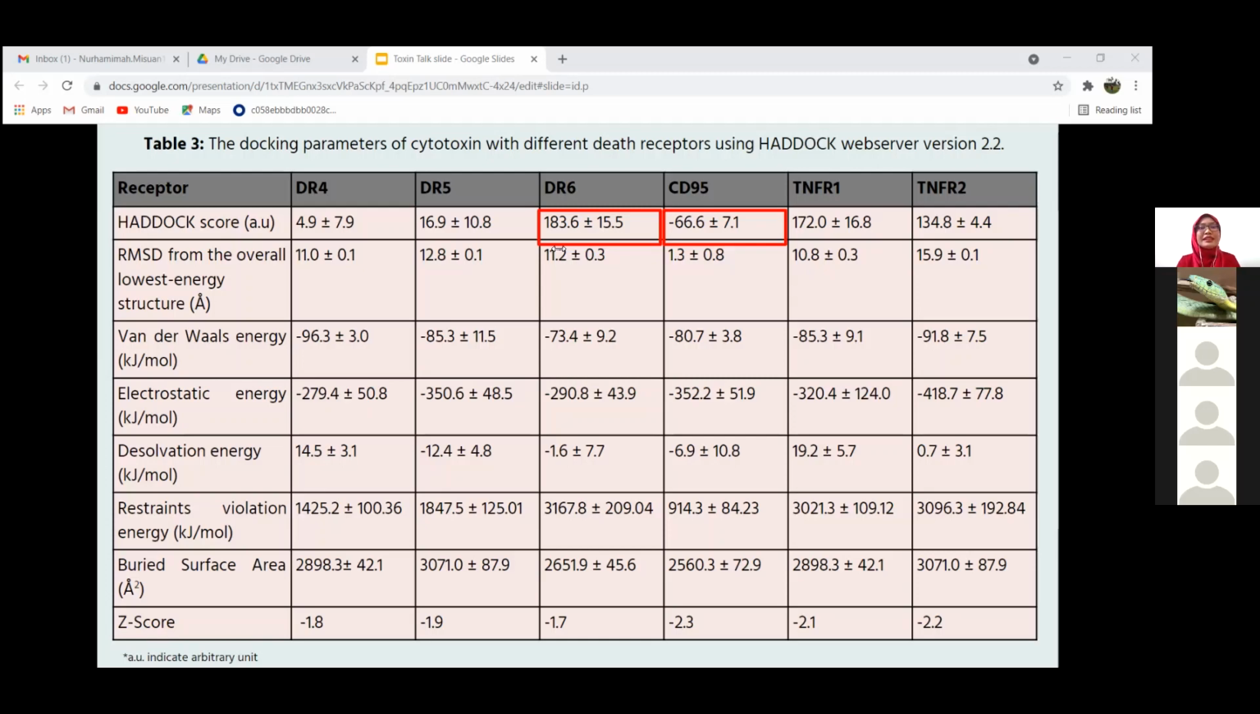Another selection criterion to select the best receptor is its RMSD value. Typically, when we compare two superimposed protein structures, the percentage of similarity between the two structures is considered to be higher when the RMSD value is below 2 angstrom. The RMSD value for most of the death receptors when docked with cytotoxin was, as you can see here, actually higher than 2 angstrom, except for CD95, where it was lower than 2.